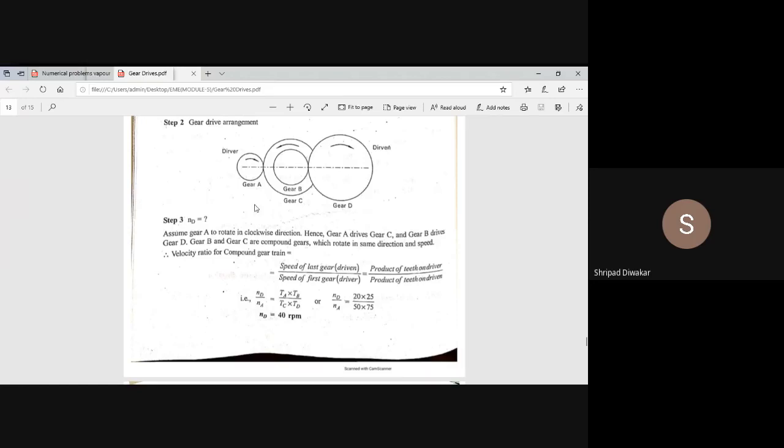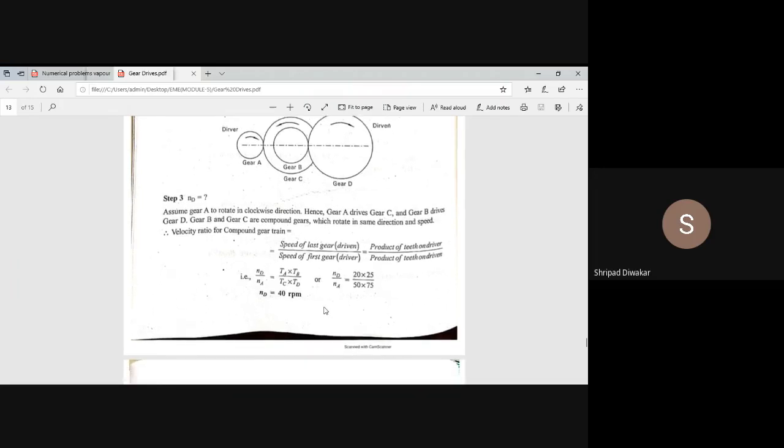Driver means what? A and B. So here these are the drivers, because gear A drives gear C, and gear B drives gear D. Sorry, driver gears are A and B, and driven gears are C and D. A and B are driver gears; driven gears are C and D. So ND divided by NA equals TA into TB.